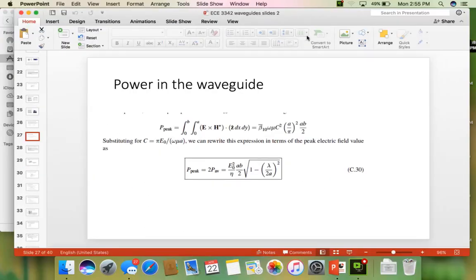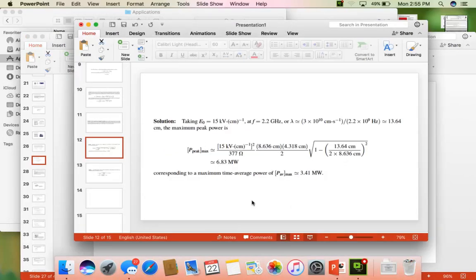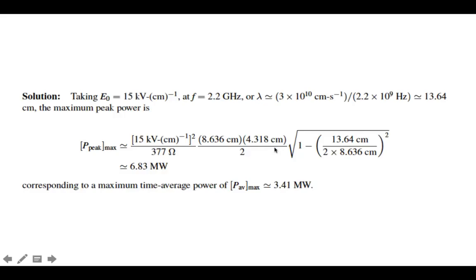So back to the solution. You can see here's A, here's B, here's eta, here's our electric field, here's the factor 2, here's our wavelength lambda, and then this is 2 times the waveguide dimension. So this is what you plug into the formula for 2.2, the lower end of the frequency spectrum.